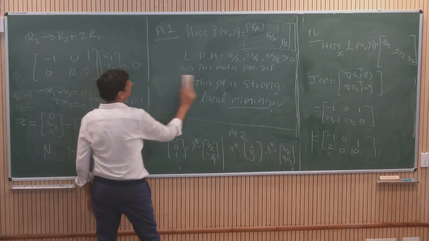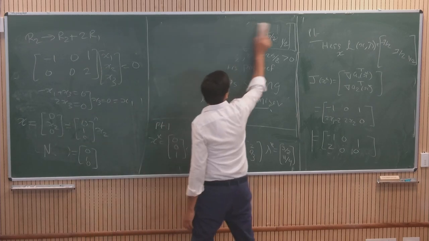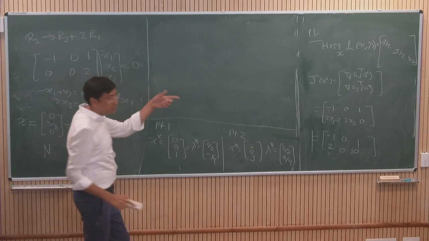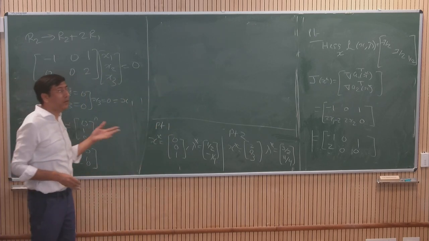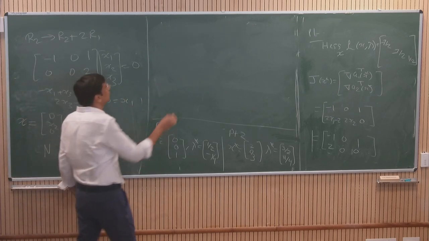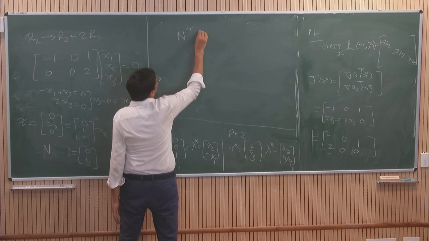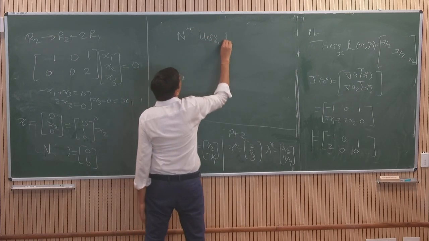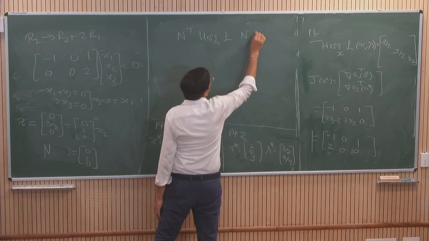Okay. So now what we'll do, we will check whether our Hessian of the Lagrangian with respect to x is positive definite with respect to this or not, which means I'll check for n transpose Hessian xL at this point. N is what?